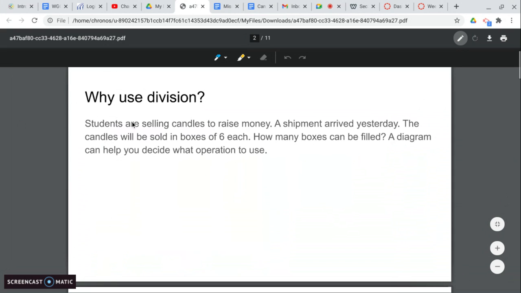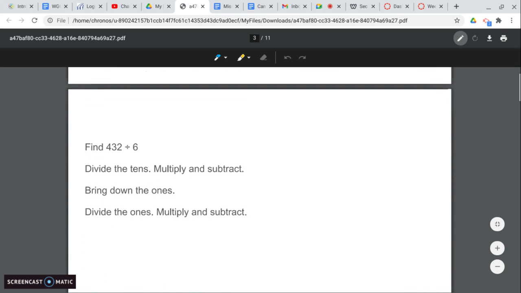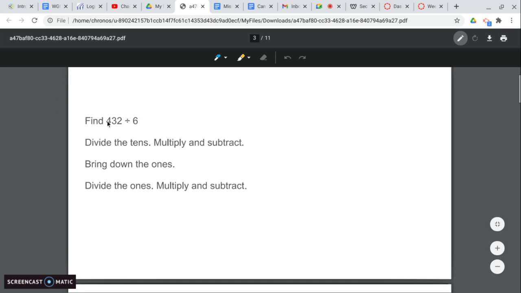So why use division? Students are selling candles to raise money. A shipment arrived yesterday. The candles will be sold in boxes of 6 each. How many boxes can be filled? A diagram can help you decide what operation to use. So we want to take the 432. I know that problem didn't say how many candles there were total, but there are 432 candles, and we want to divide it by 6.